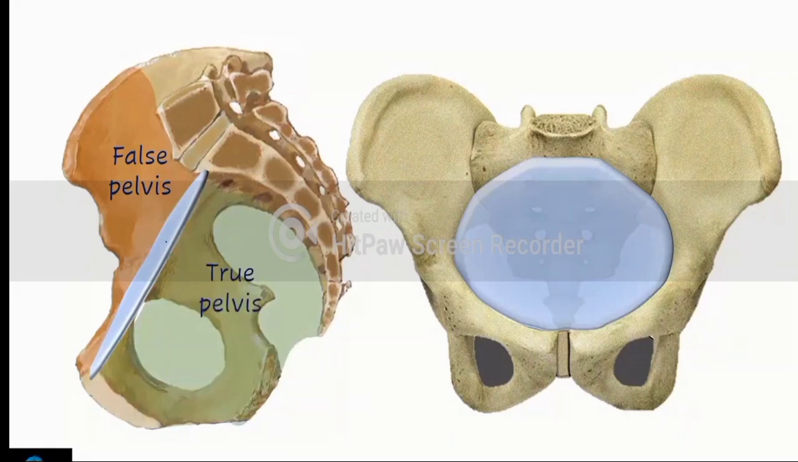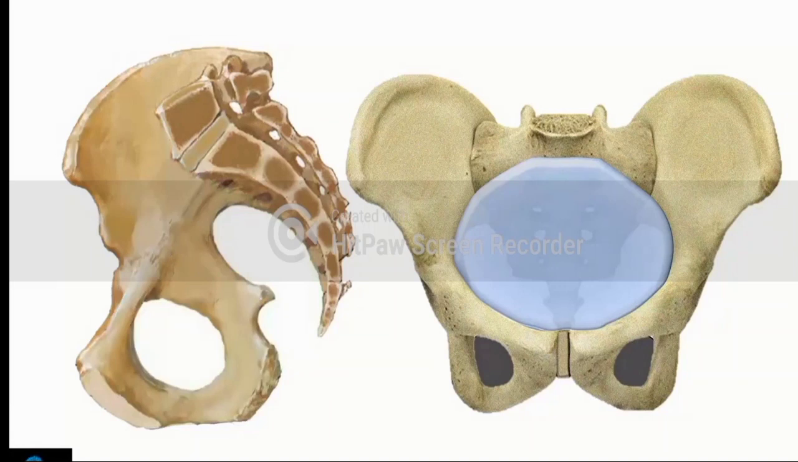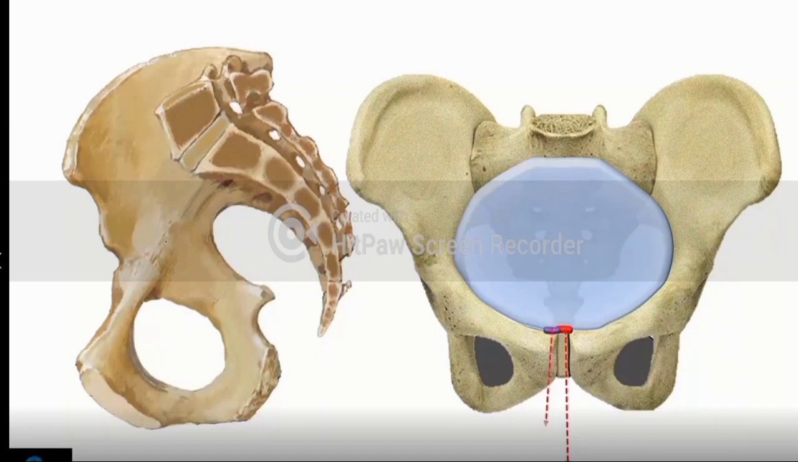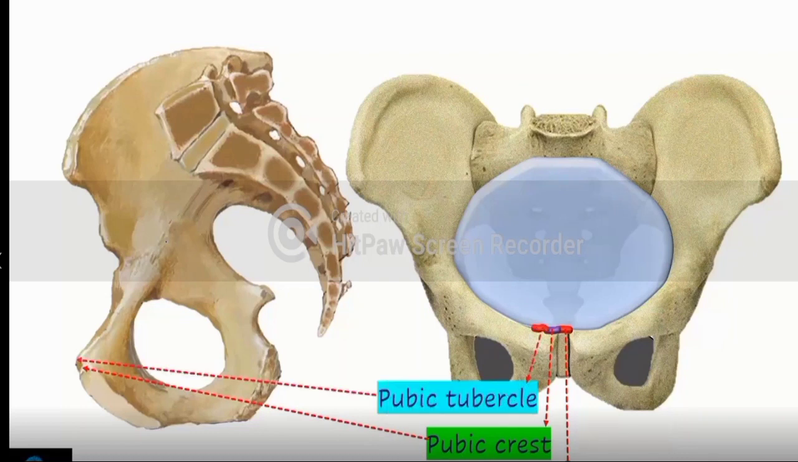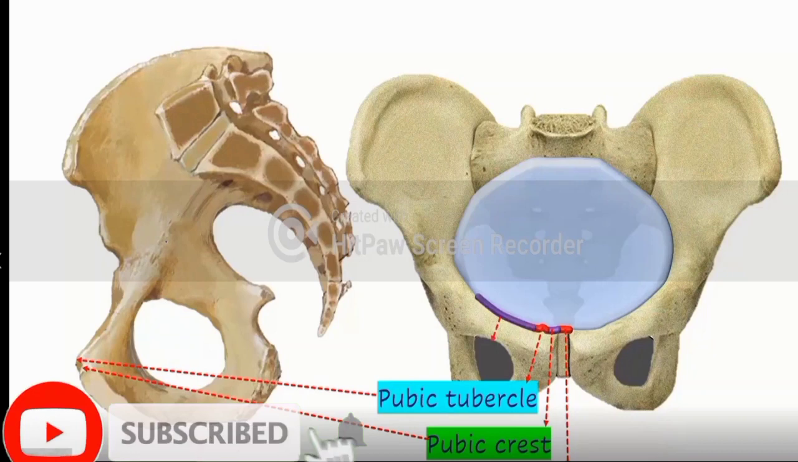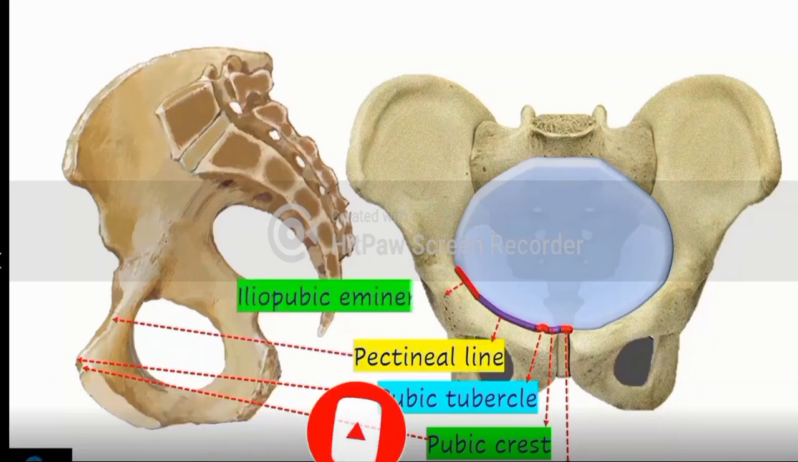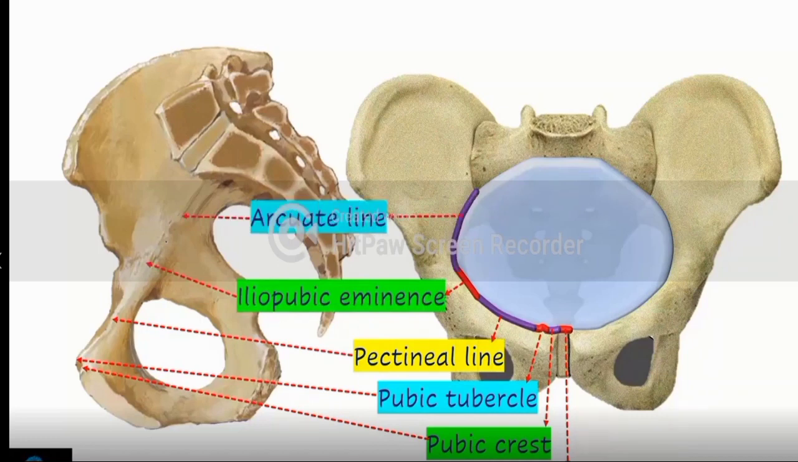The boundaries of pelvic inlet starting from anterior include symphysis pubis, pubic crest, pubic tubercle, pectineal line, iliopubic eminence, arcuate line, anterior border of ala of sacrum, and sacral promontory.